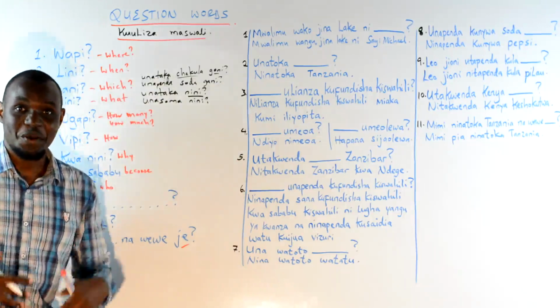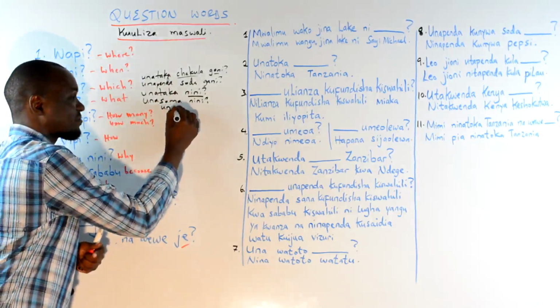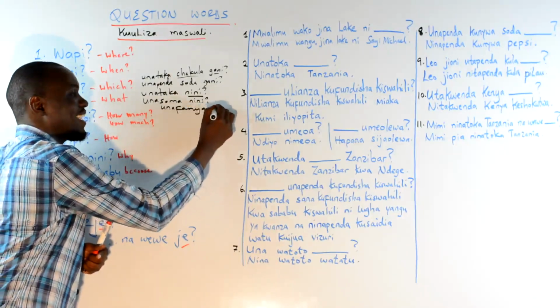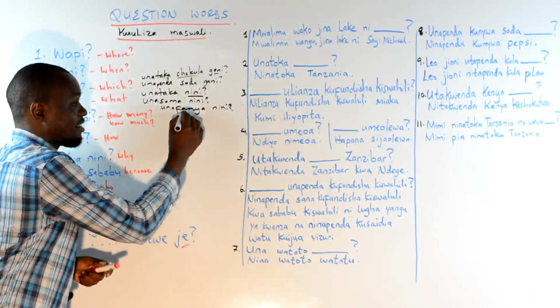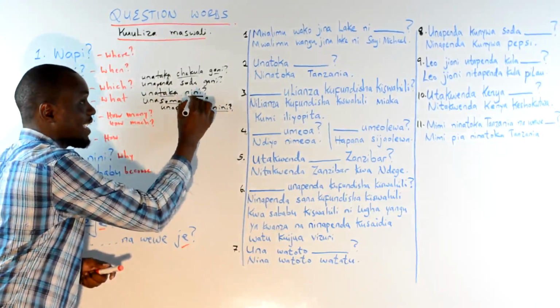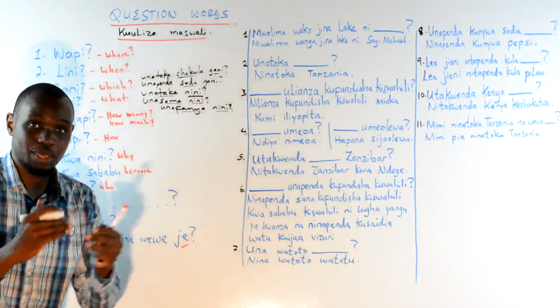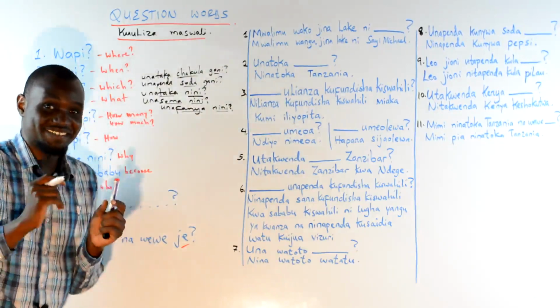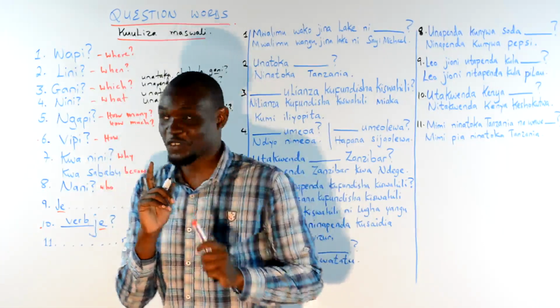What are you doing? In Swahili will be unafanya nini? So remember this. After the verb you put nini. But gani will always be after the noun. Don't mix it. Don't use them interchangeably like you do in English, right? Okay, I hope you understand that and it will not confuse you.